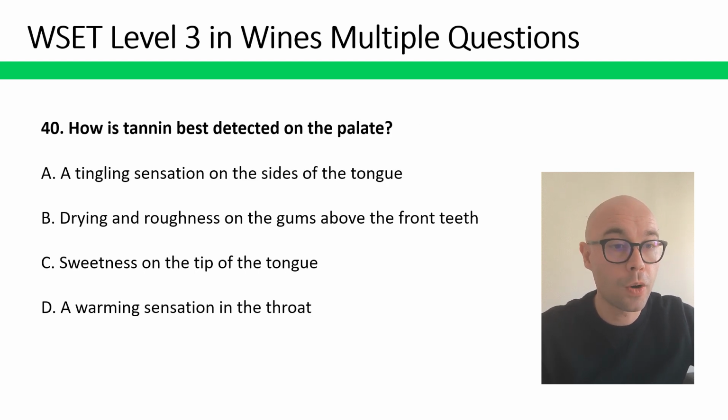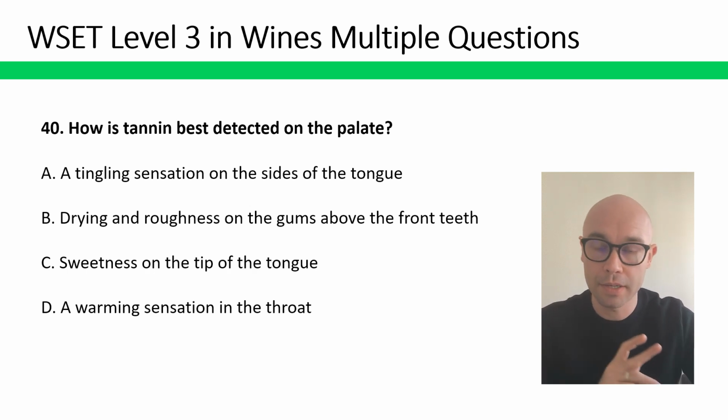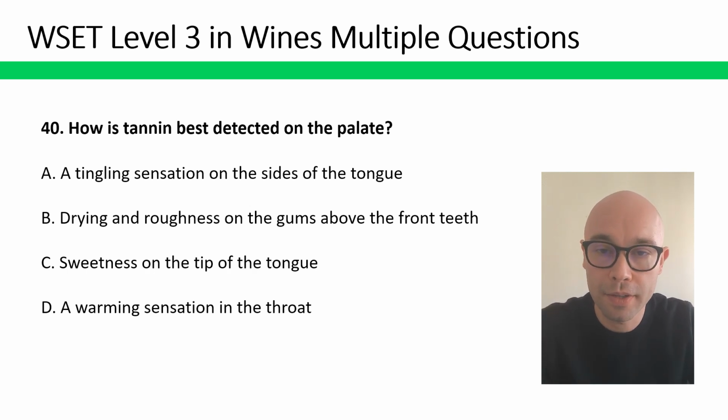Last question, how is tannin best detected on the palate? A tingling sensation on the side of the tongue, drying and roughness on the gums above the front teeth, sweetness on the tip of the tongue, a warming sensation in the throat. The correct answer is B, the drying and roughness on the gums above the front teeth. But we talked, this can be positive, this can be negative, depending on the quality of the tannin.